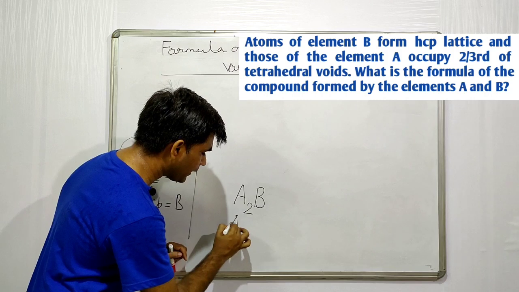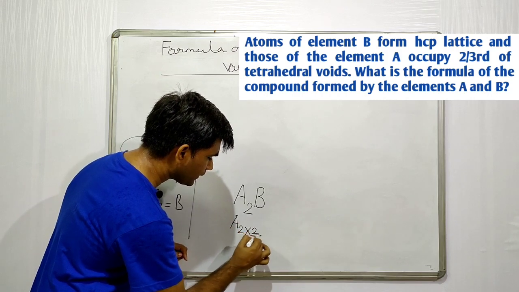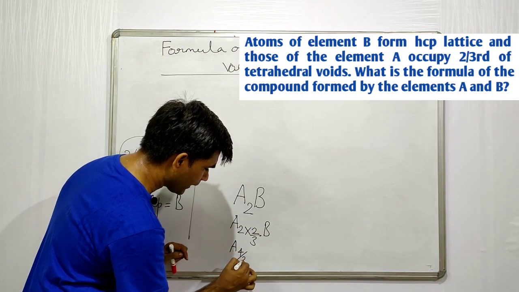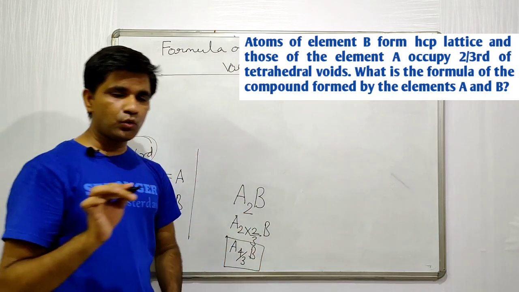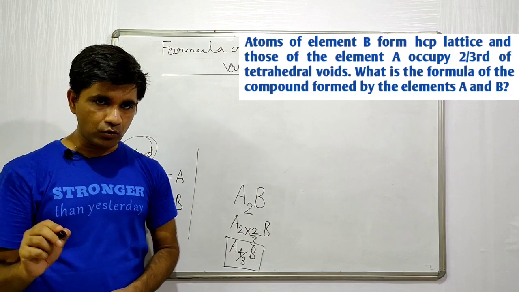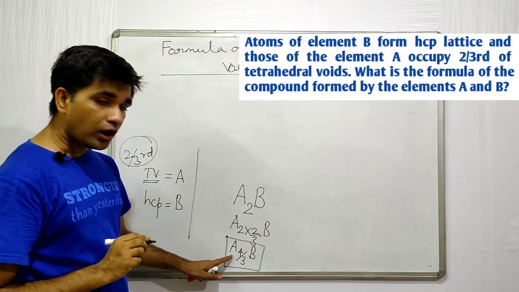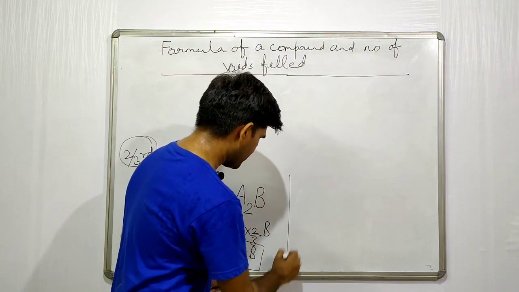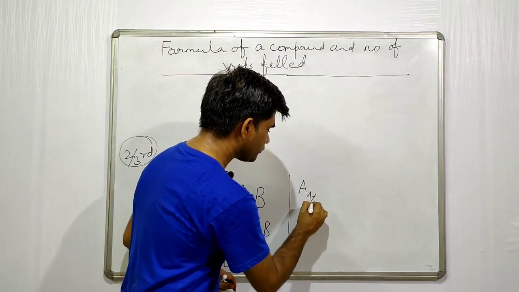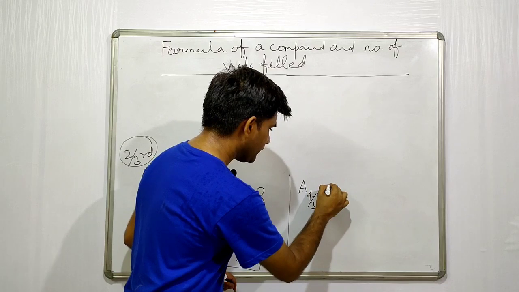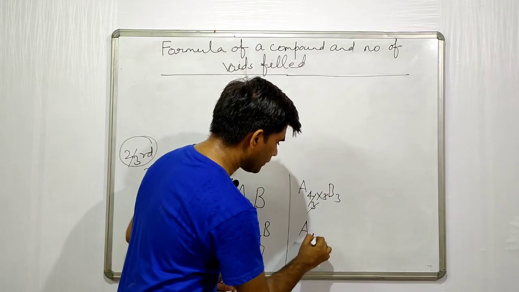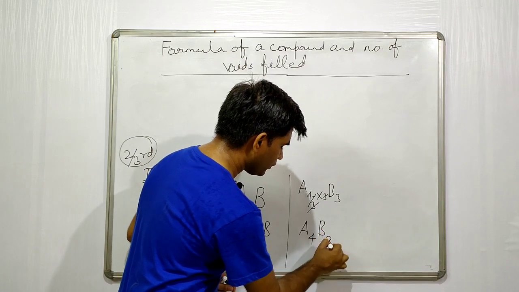So it is multiplied by 2/3 and it becomes A4/3 B. And as we know, in a chemical formula of the compound, atoms are not given in fraction, so it is multiplied by 3. So it becomes A4/3 into 3, B3. So the formula of the compound would be A4B3.